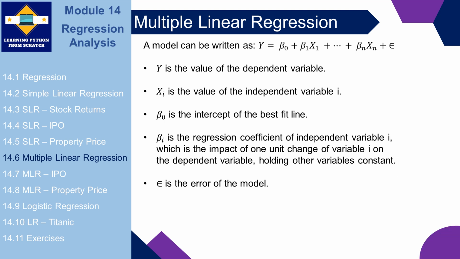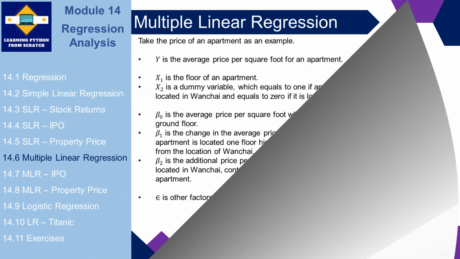Here, you can see the model of a multiple linear regression. Y is the value of the dependent variable, xi is the value of the independent variable i, beta naught is the intercept of the best fit line, and beta i is the regression coefficient of independent variable i, which is the impact of a one unit change of variable i on the dependent variable, holding other variables constant, and epsilon is the error of the model.